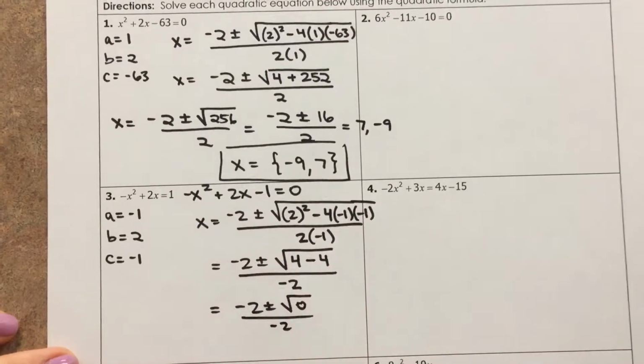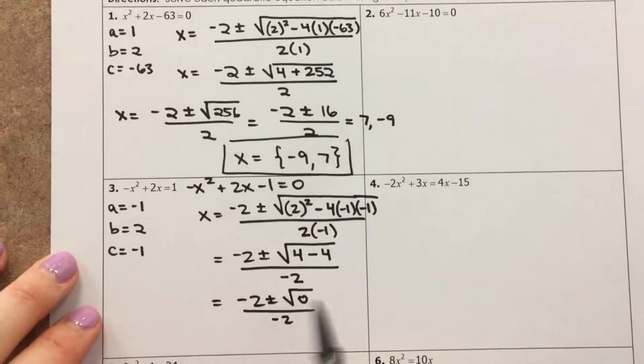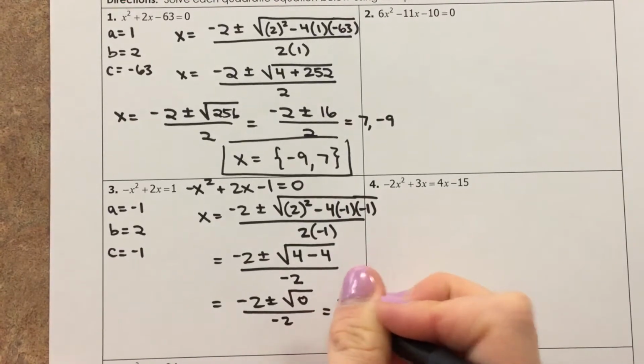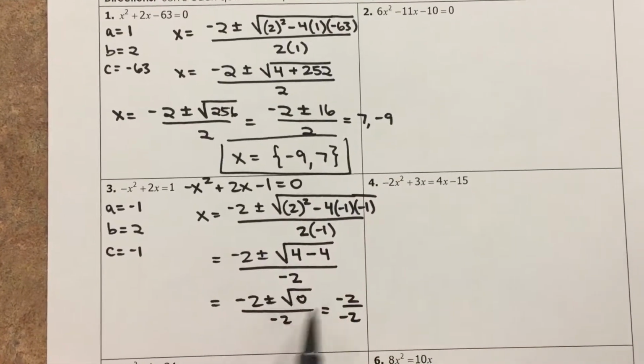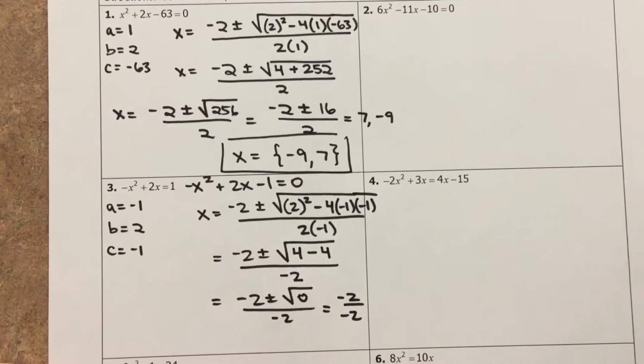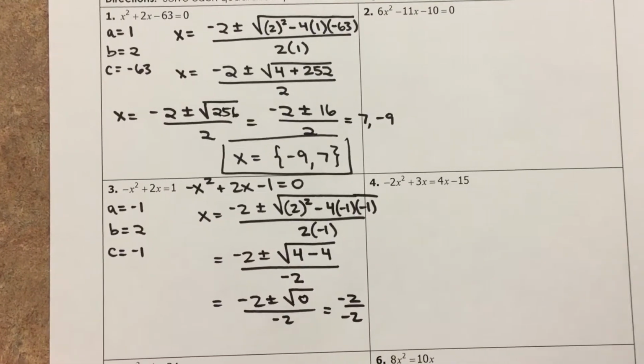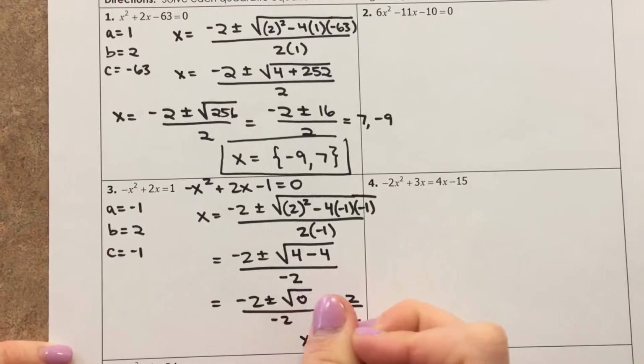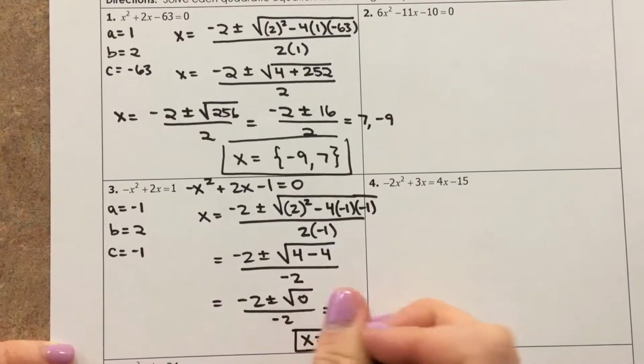So the square root of 0 is just 0. When you're looking at the plus or minus, adding 0 or subtracting 0 is the same thing. So it actually just ends up being negative 2 over negative 2, because this doesn't mean anything. When you add 0 or subtract 0, it's still just a negative 2. And then when you divide that by negative 2, you get 1. Just a positive 1 is just one single answer.